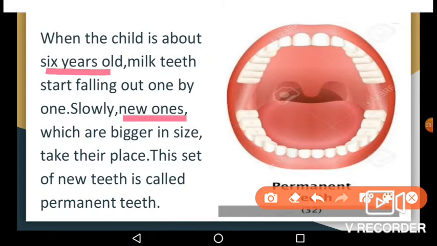Now this is the second set of teeth, permanent teeth. When the child is about 6 years old, milk teeth, which are the first set of teeth, start falling out one by one. Slowly, new teeth, which are bigger in size, take their place. Whose place? Milk teeth's place. And this set of new teeth is called permanent teeth.